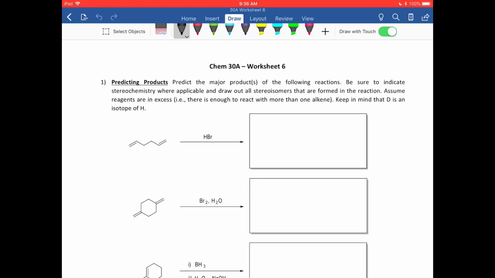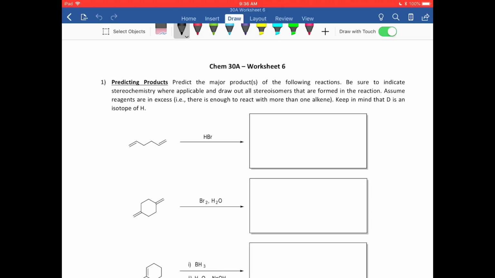Some of the things we want to think about are whether we have a Markovnikov or an anti-Markovnikov addition. And then we also want to consider stereochemistry, whether something is occurring by a syn mechanism or an anti mechanism, or in some cases both. So let's start with the first one here.